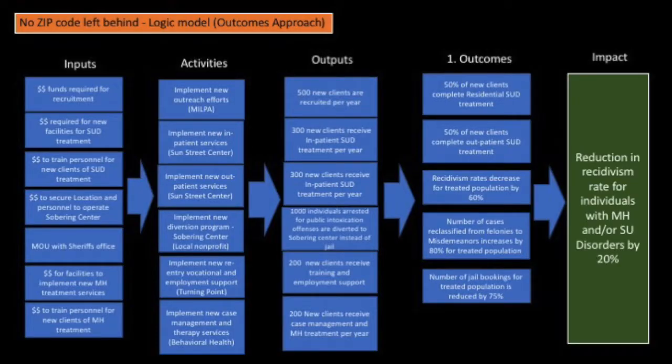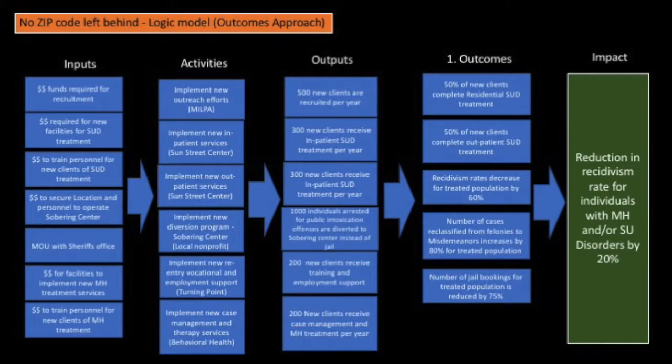If we got this, then we promised to implement several activities, right? Implement outreach efforts, implement new inpatient services through Sunstreet Center, implement new outpatient centers, implement a new sovereign center, implement a reentry vocational and employment support service, and implement a new case management system for mental health patients. Now, these activities here are in general, but it was a lot more detailed what went into each of these.